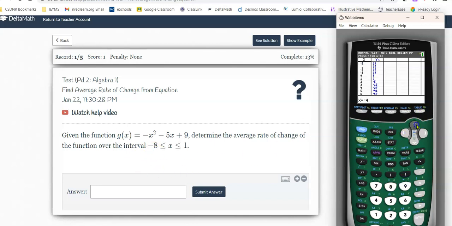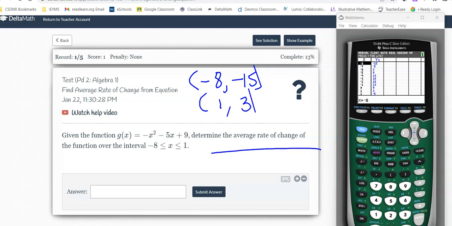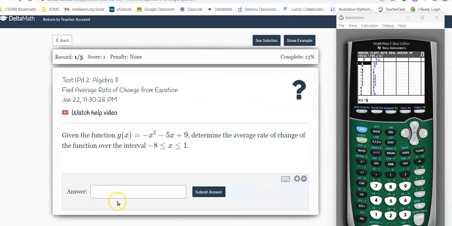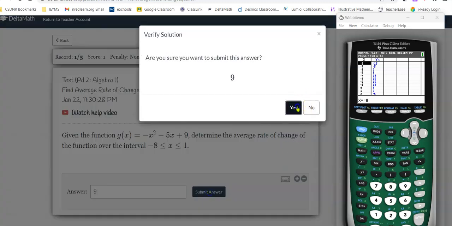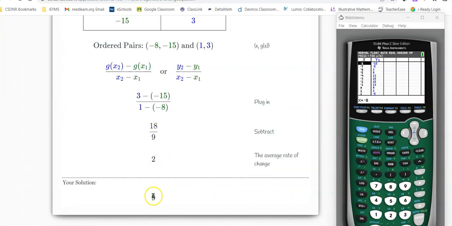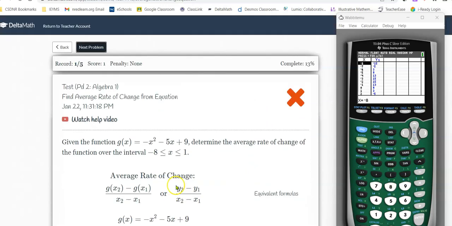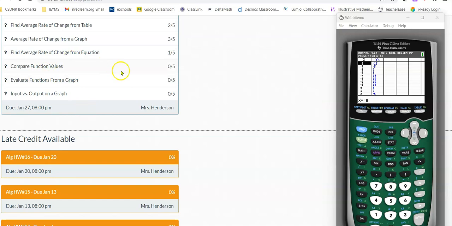From negative 8, which is negative 15, so I have the point negative 8, negative 15, and a value of 3. So again, 3 minus negative 15, this is me showing the work. Even though I'm using the calculator, I can still show some work. And now let's see what we've got. 3 plus 15 is 18 over 9, and the answer is 2. That concludes our lesson on average rate of change.